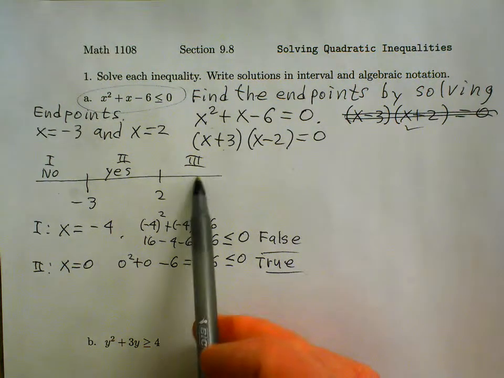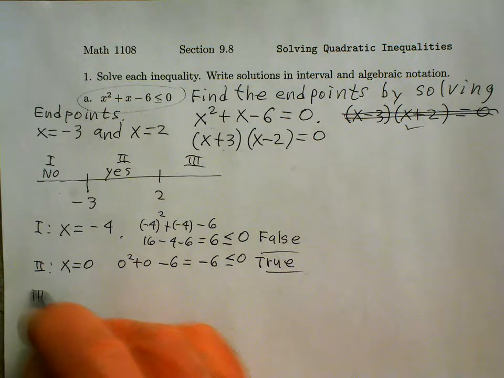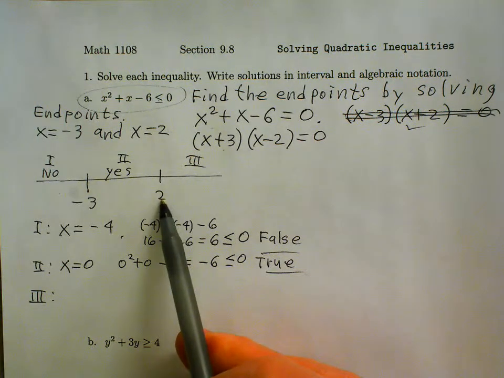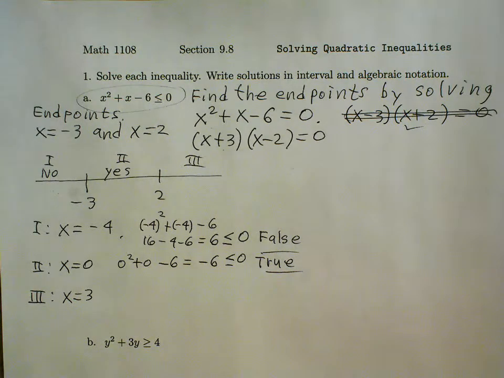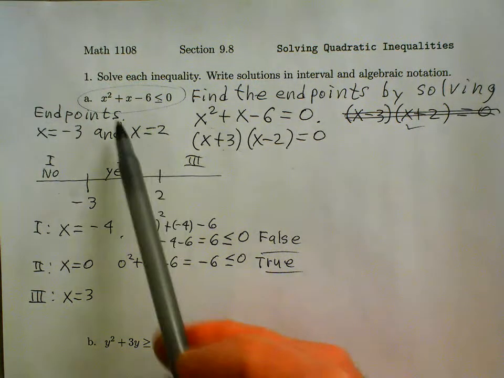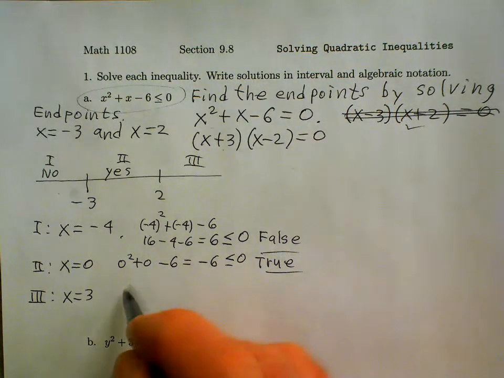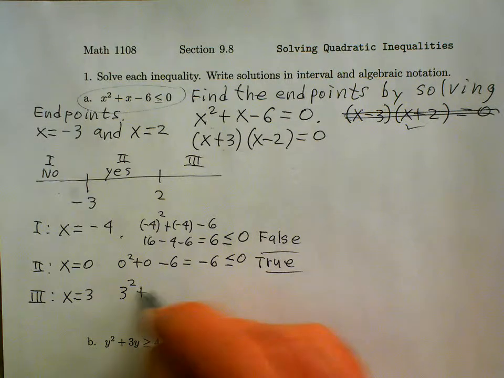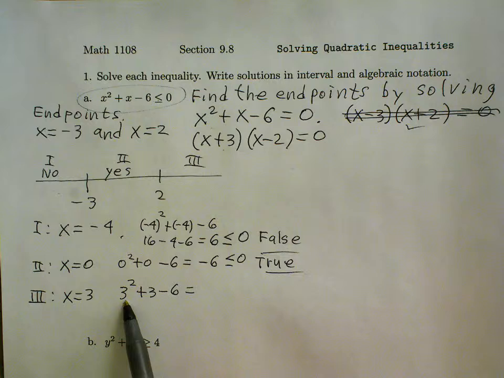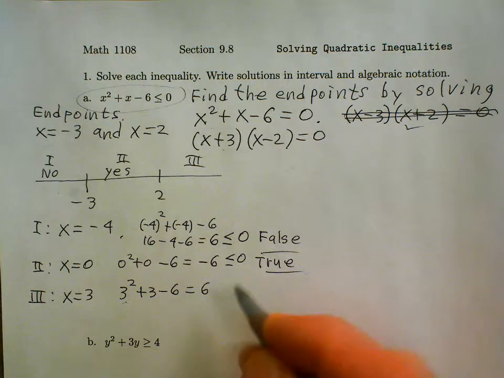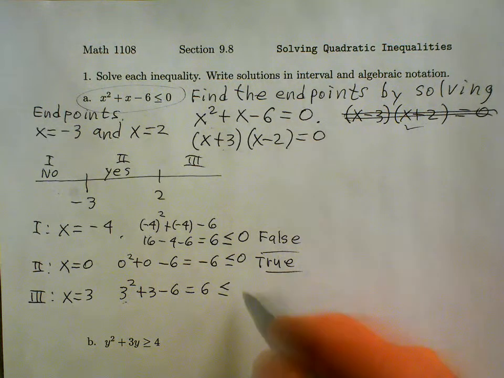And then finally, in the third interval, pick a number greater than 2, so I'll pick x to be 3. And then in the inequality, replace every x with 3. So this time we have 3 to the second plus 3 minus 6. 3 to the second is 9. 9 plus 3 is 12. 12 minus 6 is 6. And the inequality, 6 less than or equal to 0, is false.